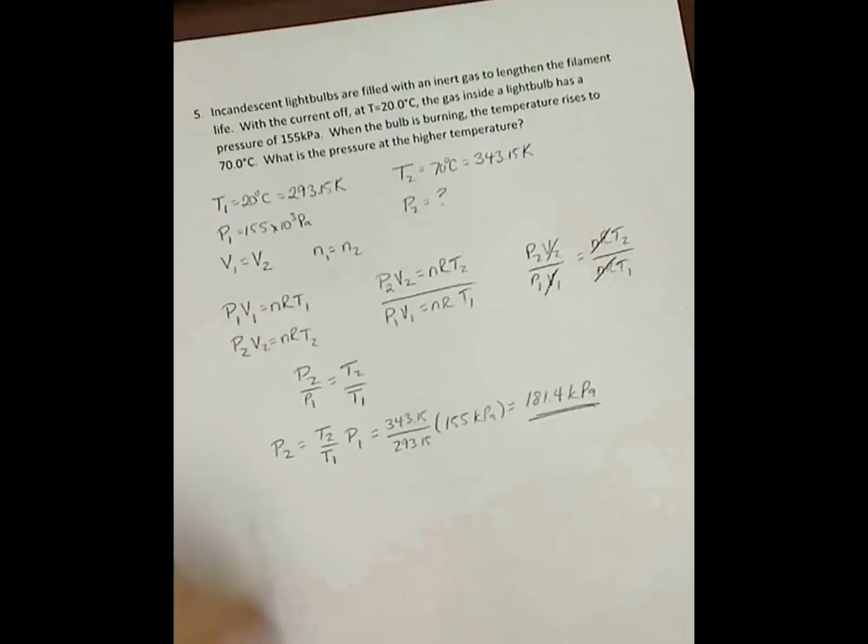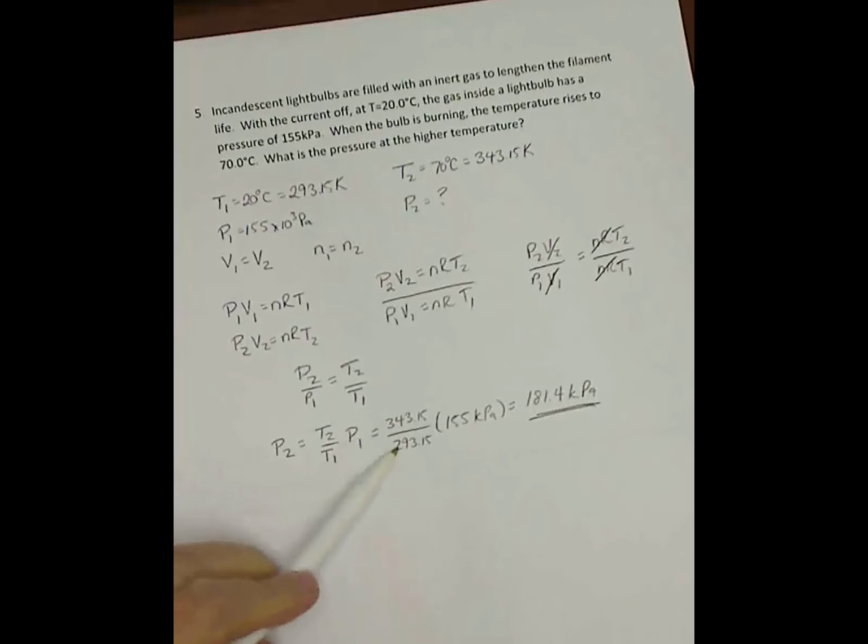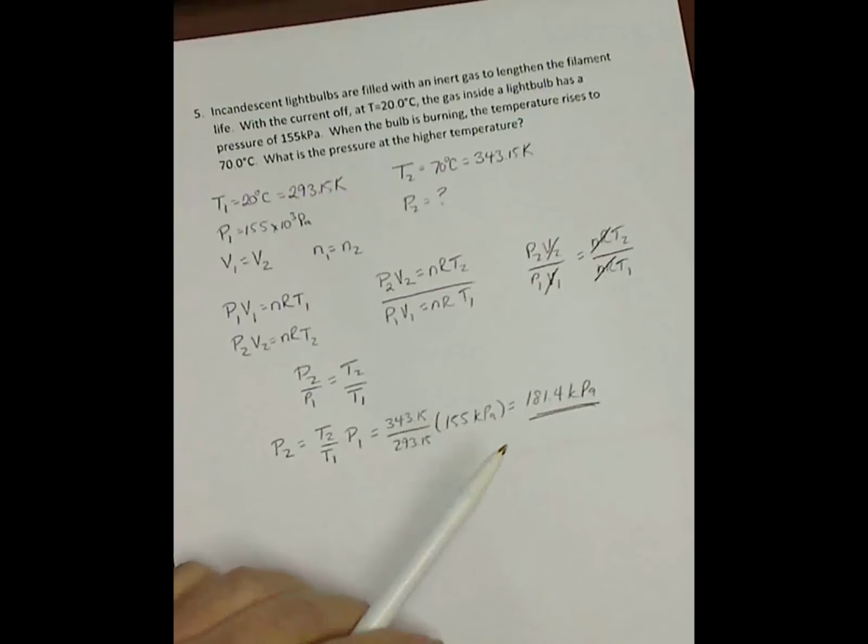kilopascals as my pressure. You notice that if I had done this in Celsius instead of Kelvin, I would have had 70 over 20, so a factor of 3.5 here, and I would have had a much different answer for my pressure. You have to convert the temperature to Kelvin to get the correct answer.